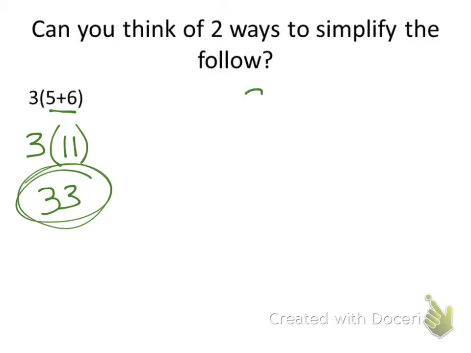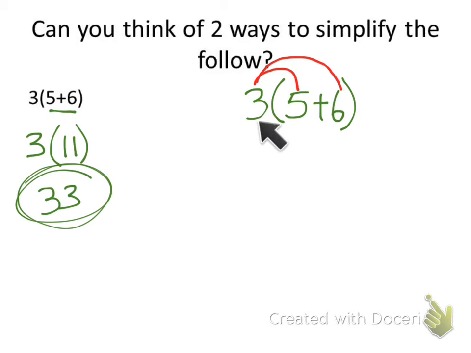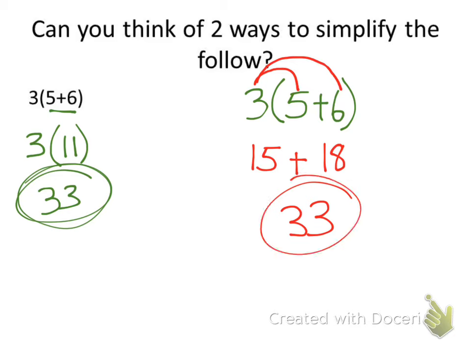Okay, I'm going to show you now another way to do it. Are you ready? This is the exciting part. I'm going to use the distributive property. The distributive property states if you have a number outside of parentheses and addition or subtraction inside of the parentheses, you can do the multiplication step first, as long as you multiply everything in the parentheses by the number that's out front. So what's 3 times 5? That would be 15. You keep the plus sign. What's 3 times 6? 18. And what's 15 plus 18? 33.